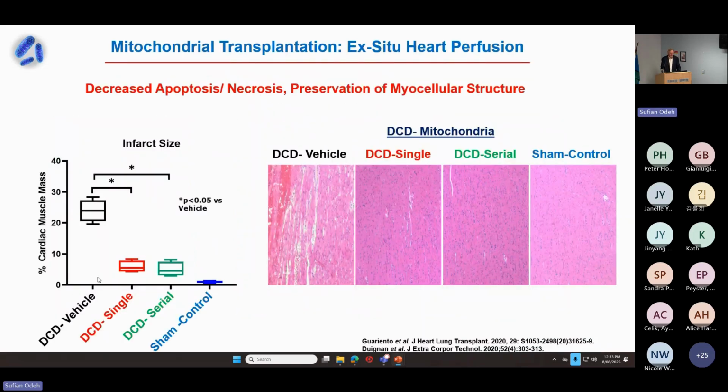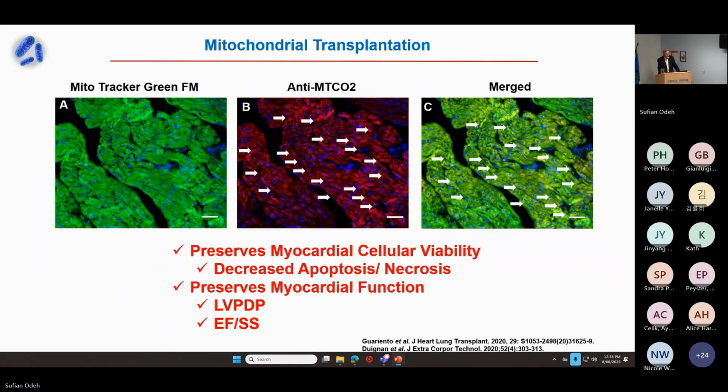And this is what the infarct size looks like. Here's what you get in a DCD heart with no protection. And here's what you get with the single or the serial injection. This is a control. And you can see that the DCD vehicle has a lot of contractile damage, a lot of infarct. There's a lot of edema here. But here it is with a single or serial injection, brings it back, and here's a normal heart. So it acts very rapidly. Here's the mitochondria within the cells, just to show you where they are.